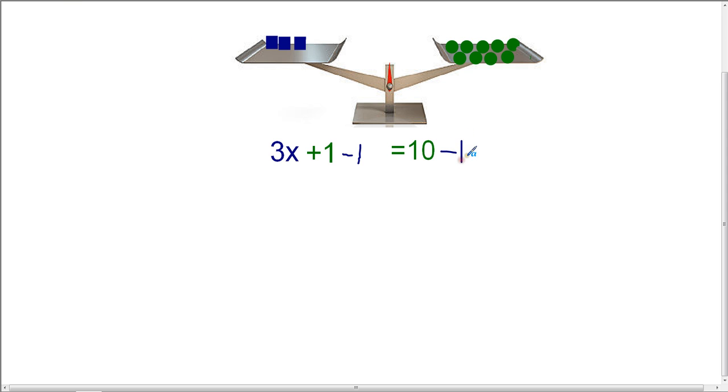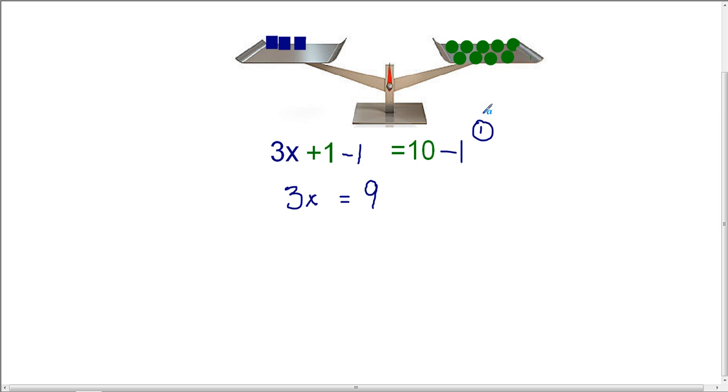And now you have to ask yourself, what am I left with? Well, I'm left with the 3 x's, which I see on the scale, and I don't have any green circles left, and that's because 1 minus 1 is 0. So on the right-hand side, I had 10 circles, but I took away 1, and now there's just 9 left. So in that one step, I've been able to reduce this equation down to a one-step equation. So this was step 1 of the two-step equation.